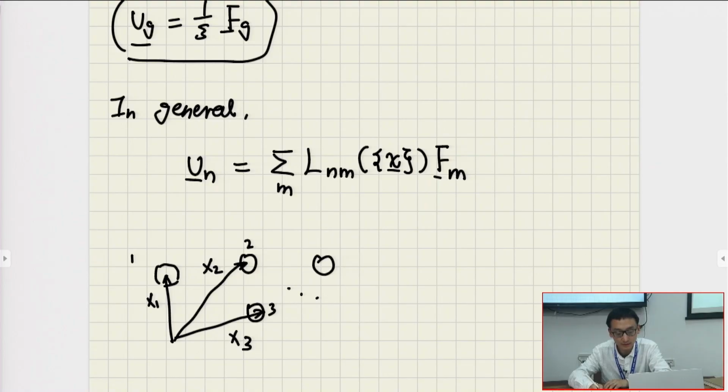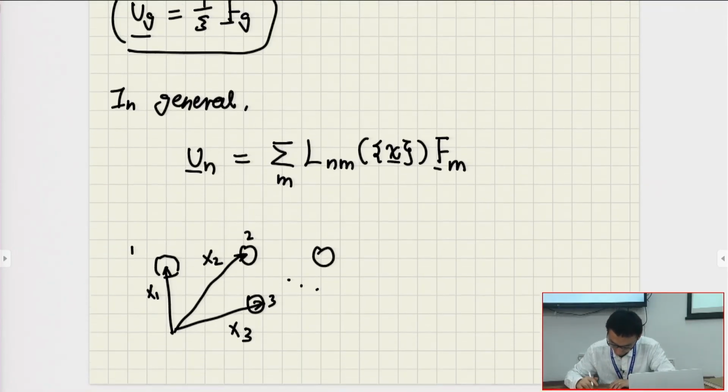And this L here is just a generalized mobility matrix. In the case of a single particle, that's just 1 over zeta. But in general, it will be a matrix coupling all these coordinates.